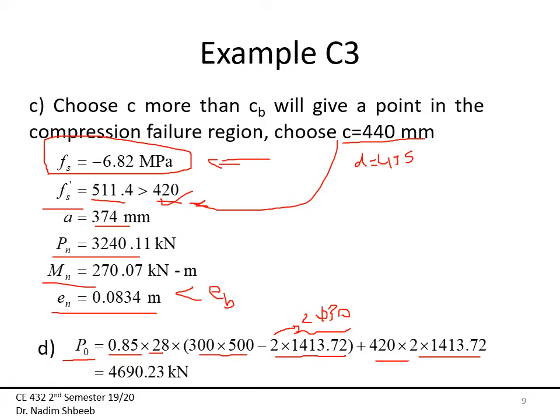Just want to see how much the eccentricity is actually influencing your axial capacity. So this would tell me that the axial capacity is around 4,500. A small eccentricity like 0.08 knocked that down about 1,500 kilonewton. So that shows you how much small eccentricity can really influence the axial capacity of your column.